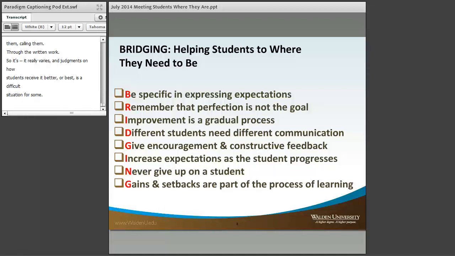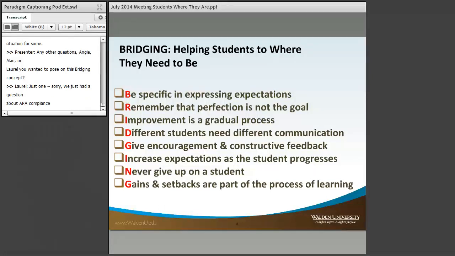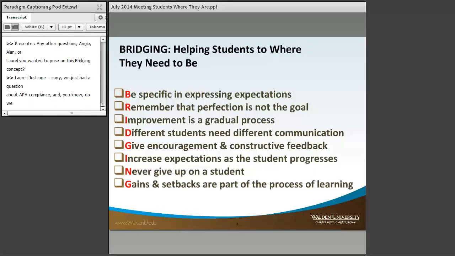Okay, are there any other questions that Alan, Angie, or Laurel, you guys wanted to pose on this bridging concept? Just one. Sorry, we just had a question about APA compliance, and do we scaffold, do we bridge through the APA?